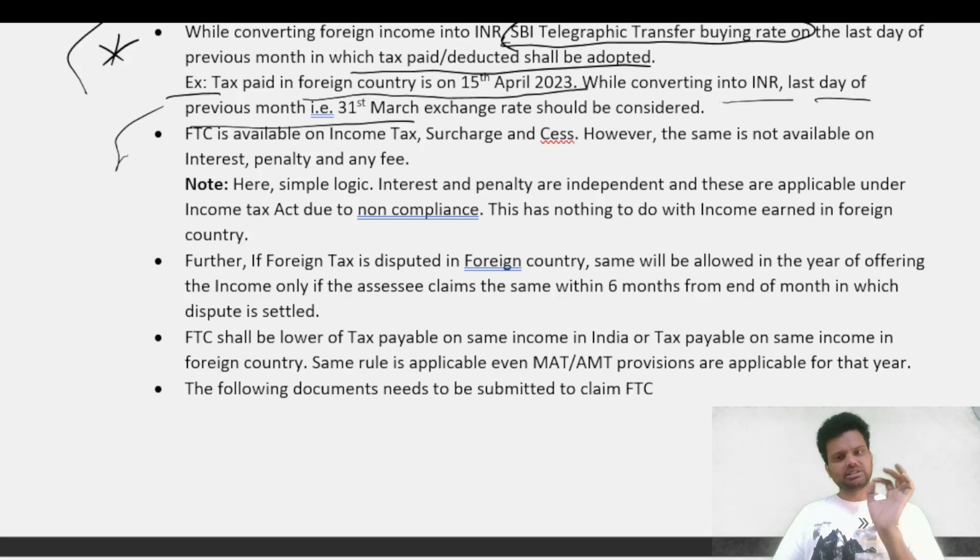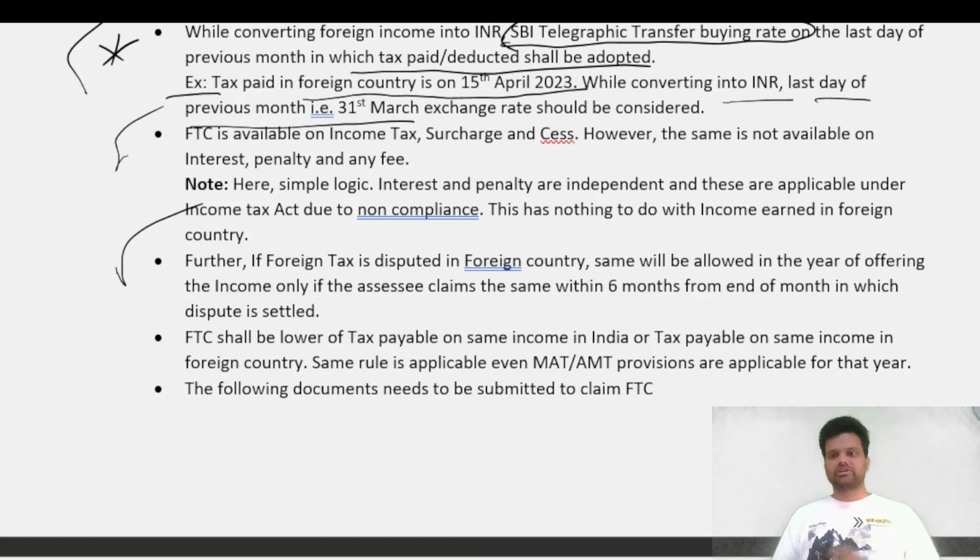Don't try to go too deep into this particular point. All you need to remember is, in case of any dispute in the foreign country relating to this tax, he can avail the FTC credit within 6 months from the end of the month in which the dispute is settled. He has to offer that income in India and he can claim the FTC credit. That is what point number 4 is talking about, if there is any dispute for the foreign tax.